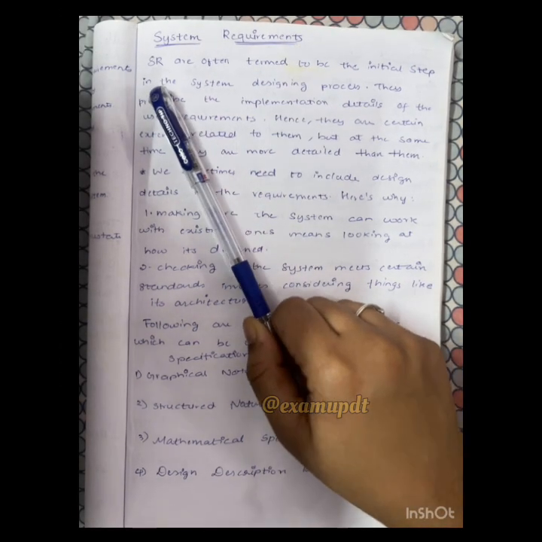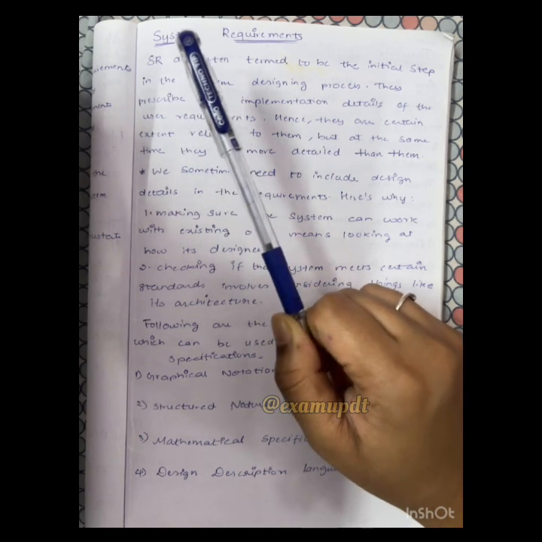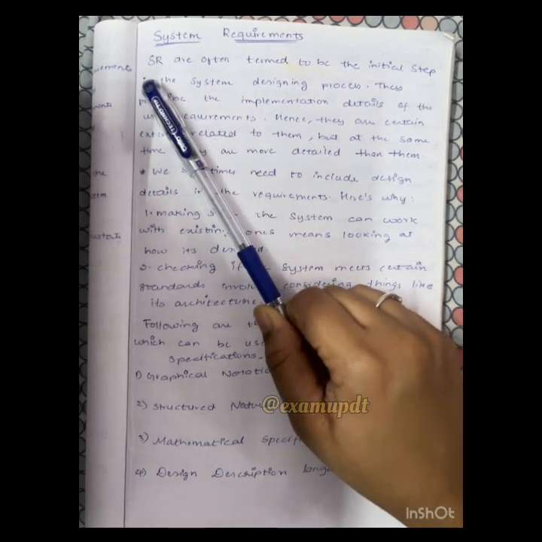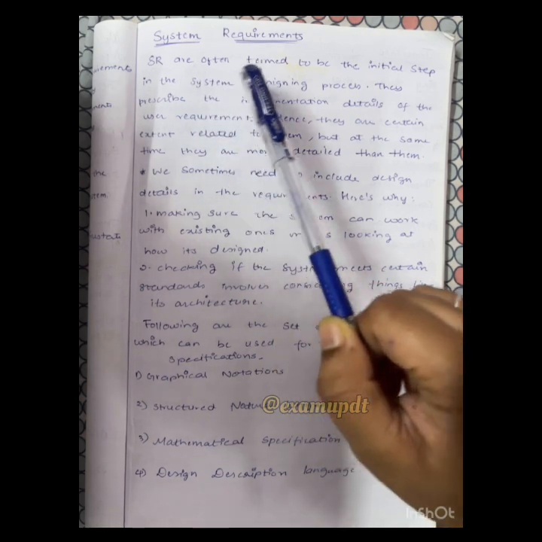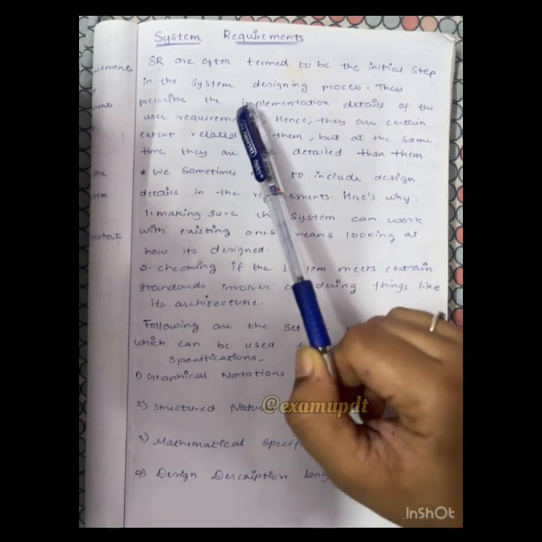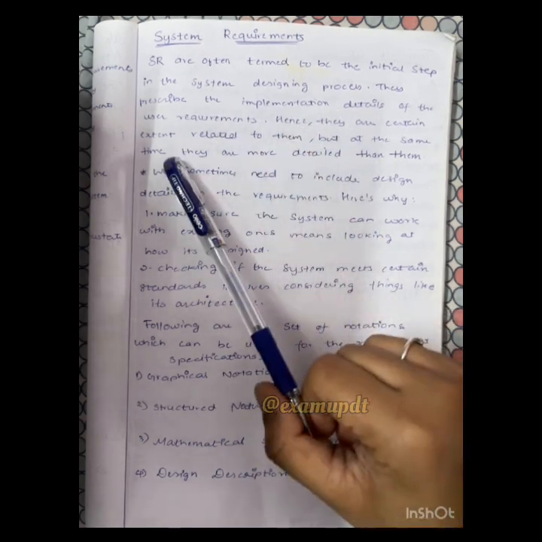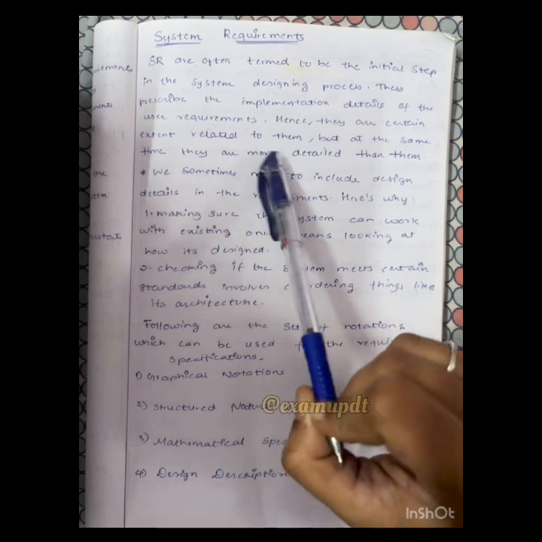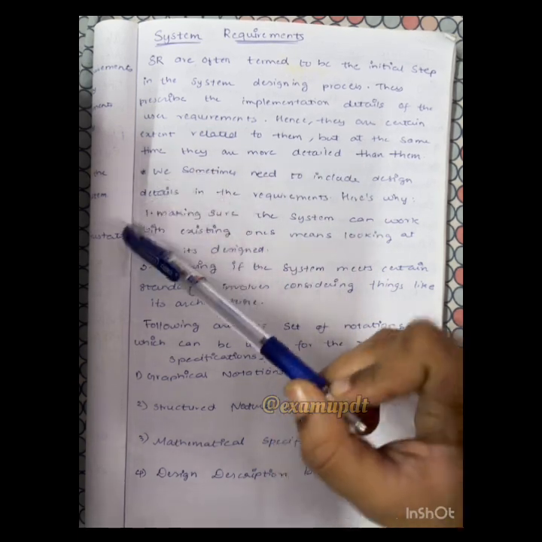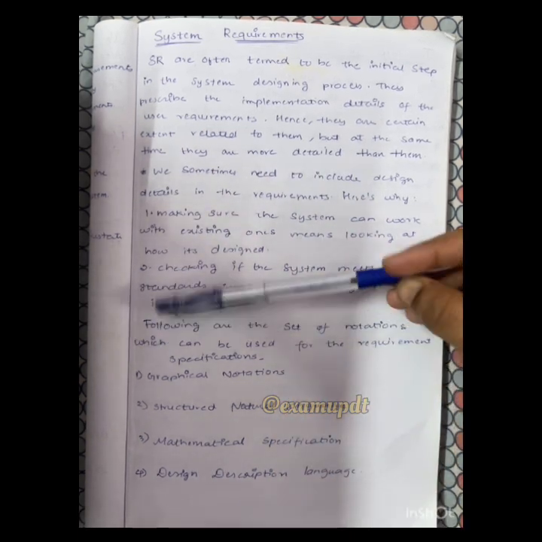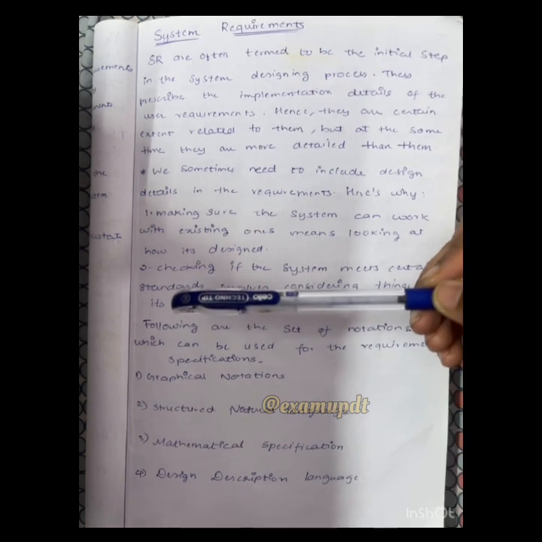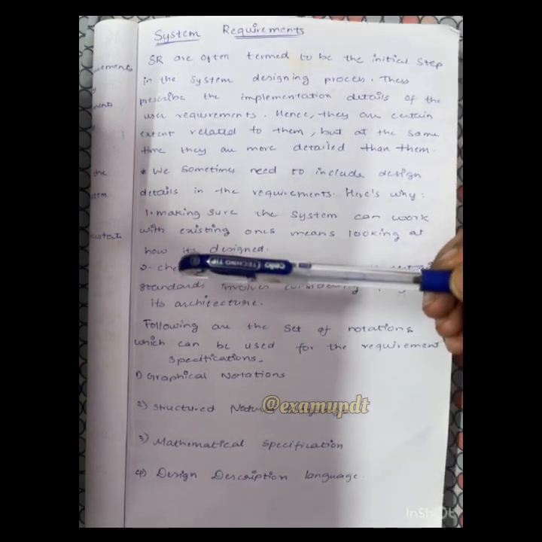In this class, we're going to discuss the concept of system requirements. So, as for SR, system requirements, don't write SR in your exams, just write system requirements. System requirements are often termed the initial step in the system designing process. They prescribe the implementation details of the user requirements, since they are to a certain extent related to them, but at the same time, they are more detailed than them. So they detail how user requirements will be implemented, and they should be complete and consistent.